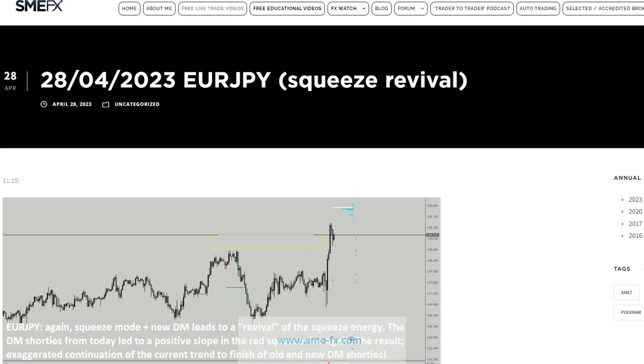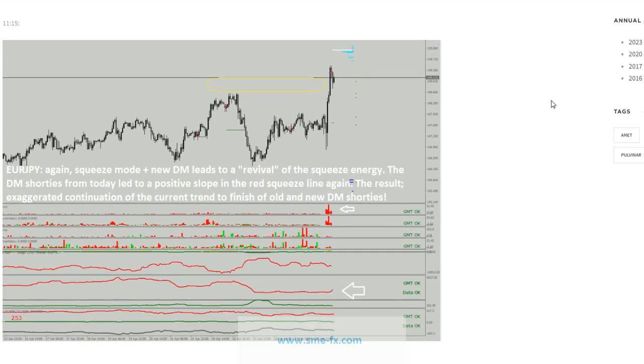It went all the way up because, like I wrote here, again, squeeze mode plus new dumb money leads to a revival of the squeeze energy. The dumb money shorties from today led to a positive slope in the red squeeze line here. The result, exaggerated continuation of the current trend to finish off old and new dumb money shorties. Look at this beautiful move, okay?